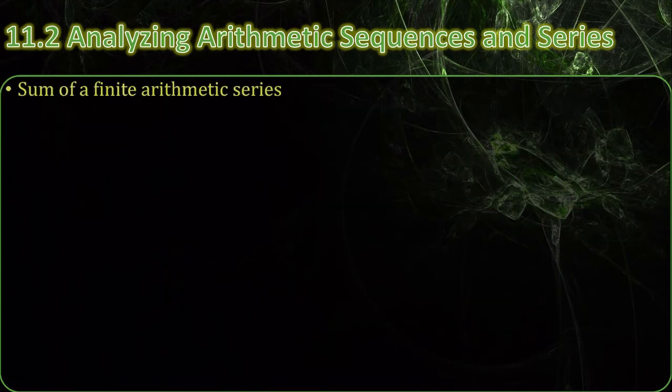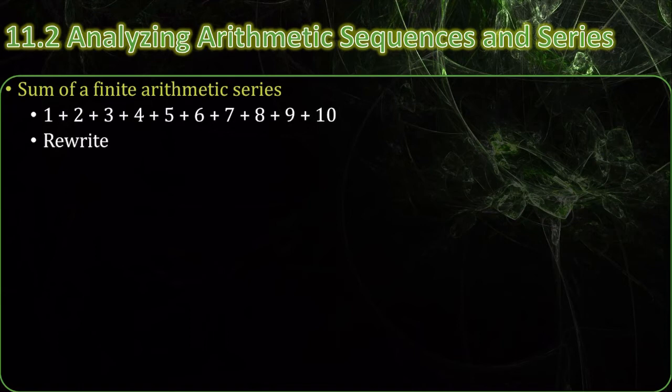So now we get to the sum of a finite arithmetic series. So we have this, 1 plus 2 plus 3 plus 4 plus 5. How would you add that up? Well, 1 plus 2 is 3, plus 3 is 6, plus 4 is 10, plus 5 is 15. Or maybe there's an easier way.